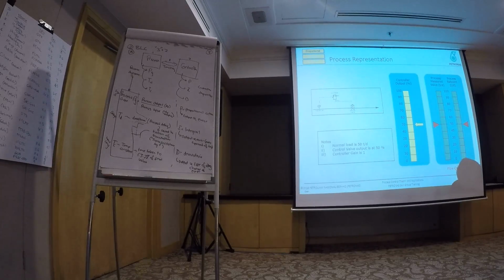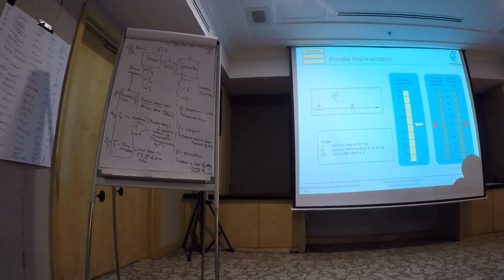So this is dimensionless, and you use controller gain, which sometimes we say K, or we use proportional band. Gain is only used in Honeywell, proportional band in Yokogawa and Foxboro. Keep 100 over PB.